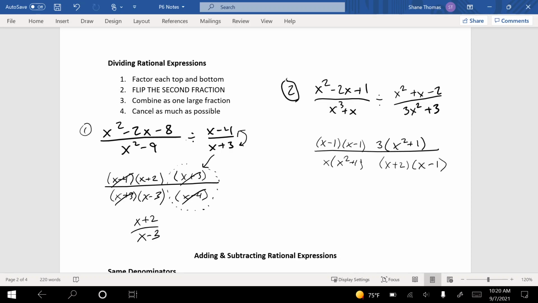What do we have that cancels? x minus 1, and x squared plus 1 in both of those. Anything else? No. So on top we're left with a 3 times x minus 1, and on the bottom we're left with an x and an x plus 2.